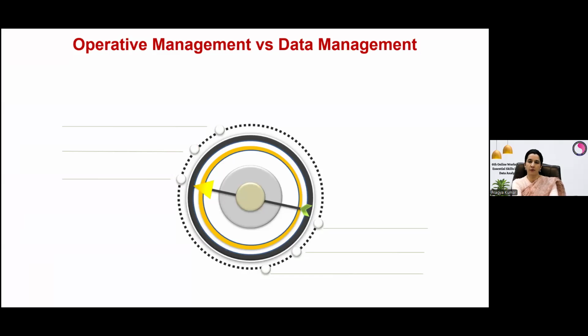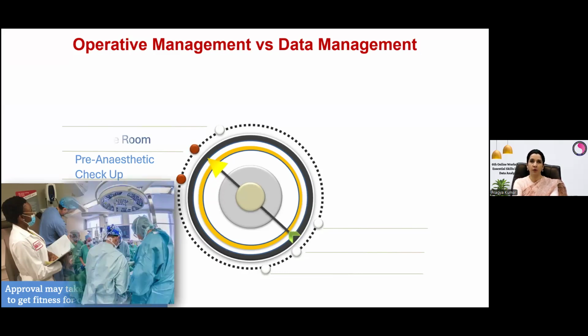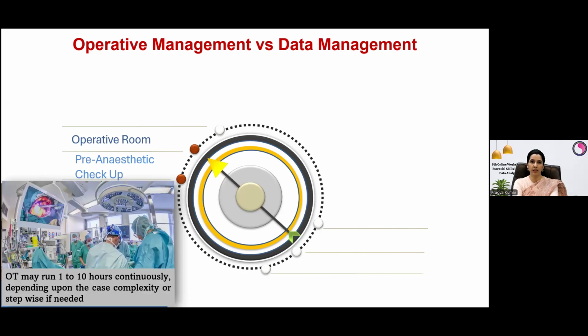Now I want to give one analogy between operative management and data management. Many of the clinicians are surgeons, and how do they prepare a patient? It starts with the pre-anesthetic checkup. The patient goes to the PAC clinic, they see all the components and the tests, and then they give approval for fitness. It might take a few hours to a few days depending on the tests and the status of the patient. Then that person goes to the OT, and there is a surgery.